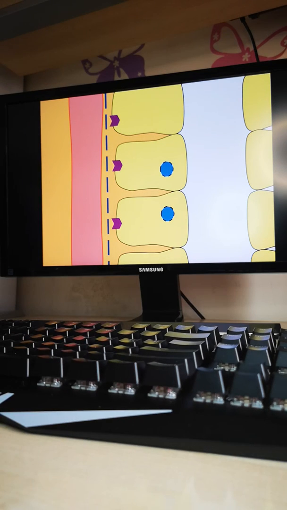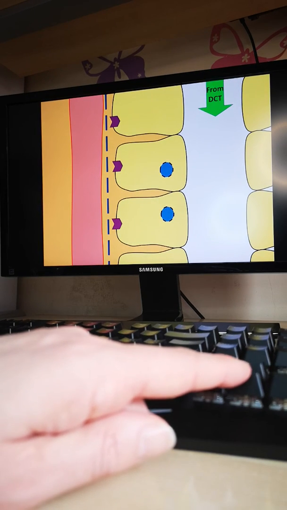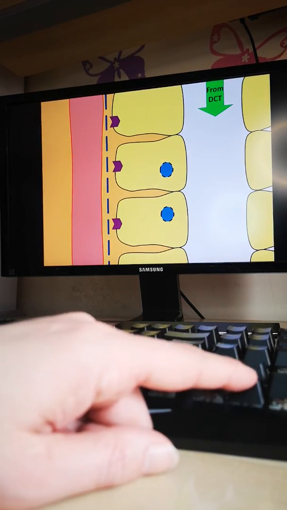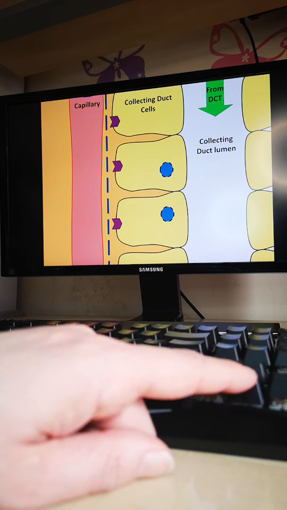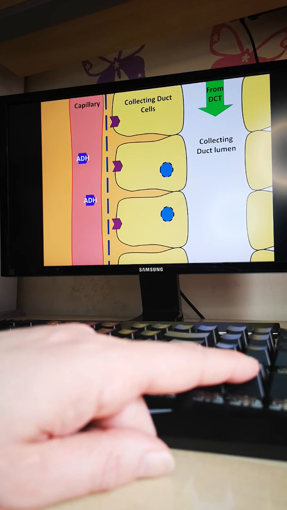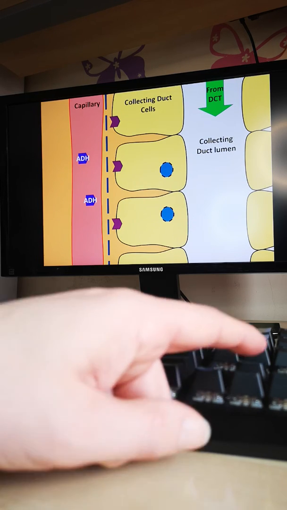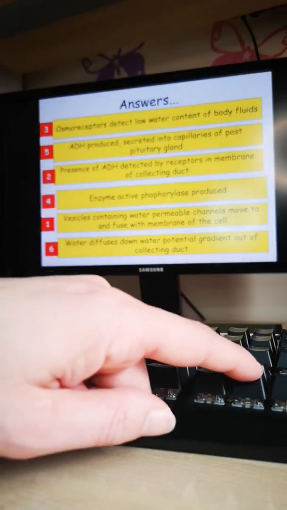Okay, so just to show you that in a little bit more detail, this is our aquaporins again in a bit of an animation. So there is the filtrate from the distal convoluted tubule. We're just concentrating on the collecting duct in this animation. We've got our vesicles containing the aquaporins. Along comes the ADH in the blood because it's been released by the pituitary gland in response to detecting a lower water potential in the blood.